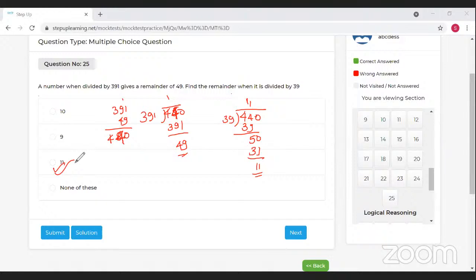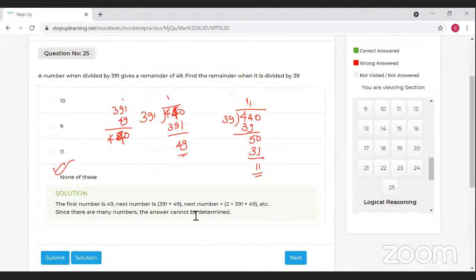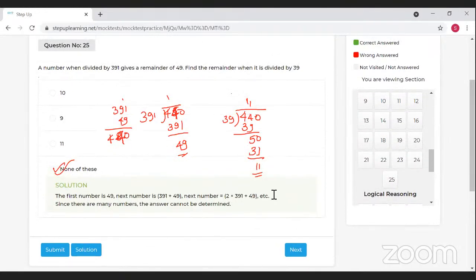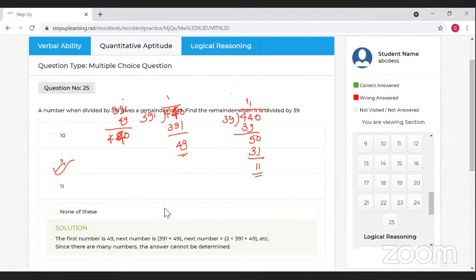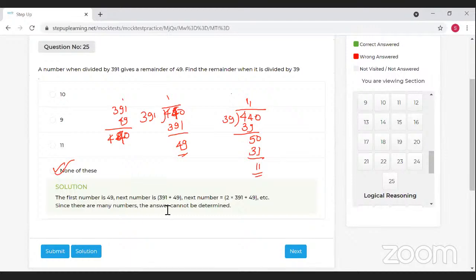So these questions, better you just go ahead with this. Answer is given D. I am seriously doubtful. Why is that? See, even they are doing the same stuff. Find the remainder when it is divided by 39. Okay, correct. So this is one such number, but there could be many other numbers also, like 2 into 391 plus 49. So the answer will vary, correct. Answer is none of these.